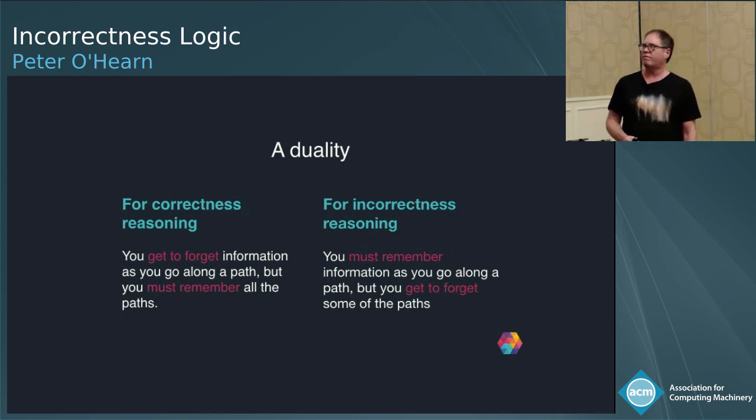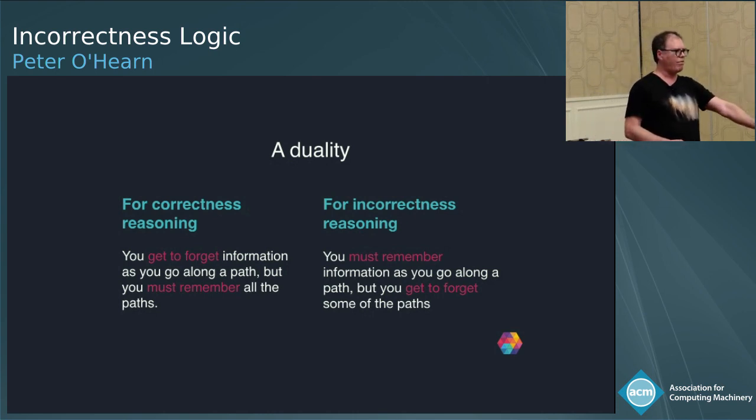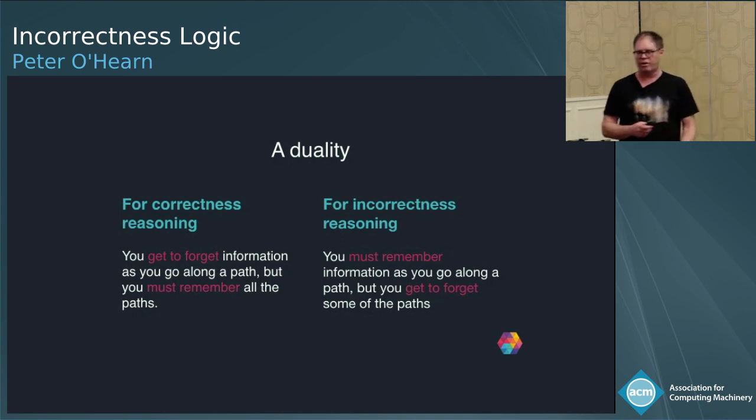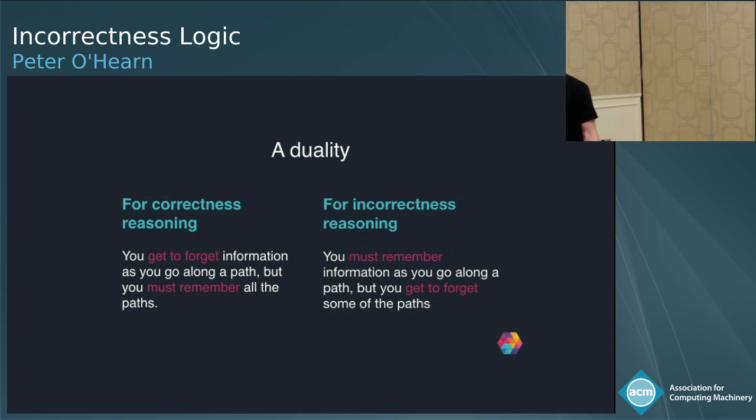On the other hand, for incorrectness reasoning, you must remember information as you go along a path, but you get to forget paths. So that's the hard part in incorrectness reasoning, remembering that information. But forgetting paths gives you the leeway. So you see, one's not better than the other, they just have different room for maneuver. One has room for maneuver in one dimension, and the other has room for maneuver in a different dimension.